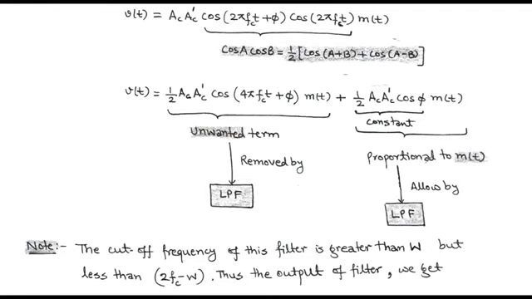Now we can say that the second term is proportional to the modulating signal or message signal, and this is a low frequency signal, so it is allowed by a low pass filter.